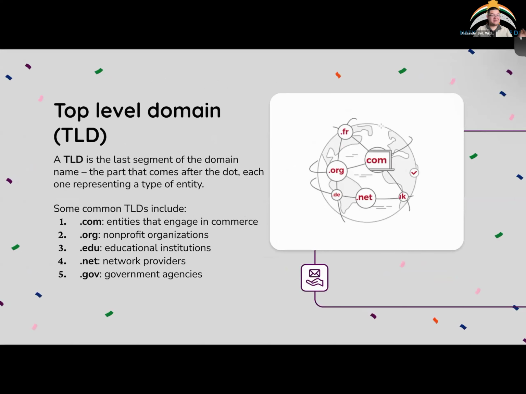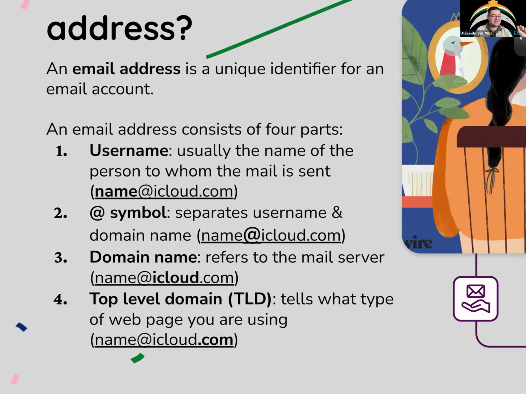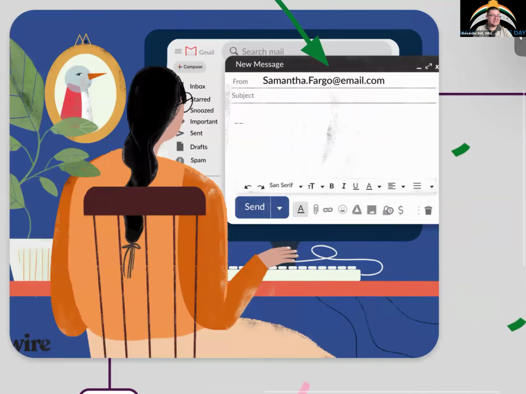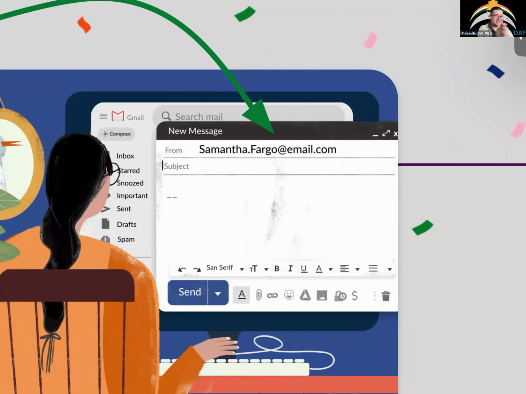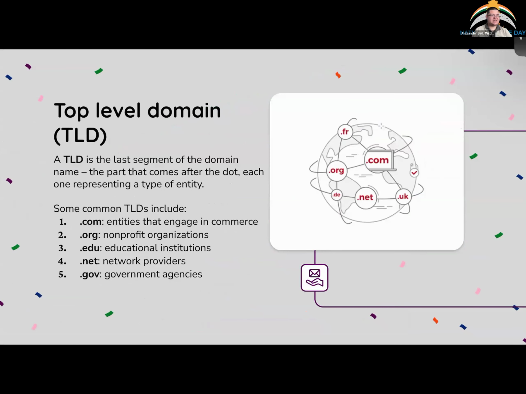Of course, there are some other ones as well, but these are some of the most common. But again, for an email address, we have the username, the @ symbol, domain name, and top level domain. So in this example, you have something at something.com, it's all together. You'll see, we'll talk more about email addresses throughout the session.